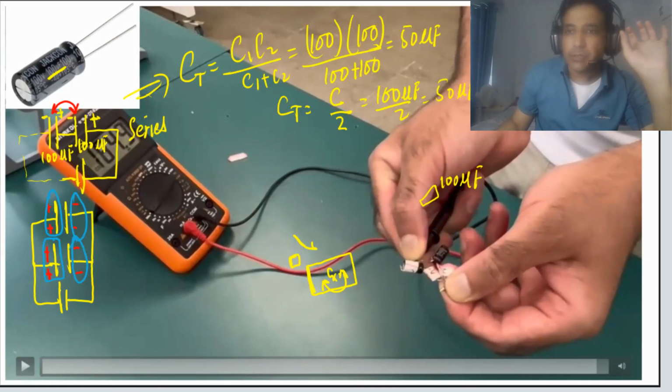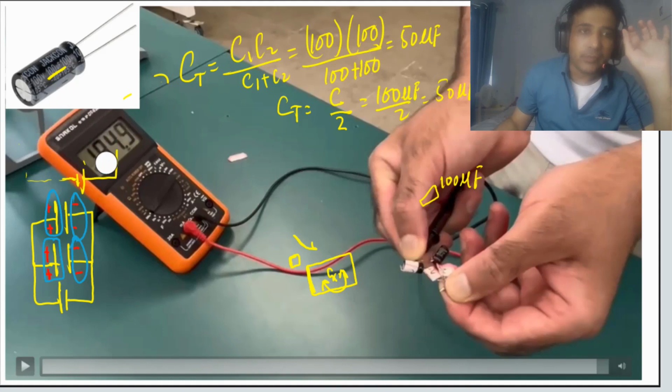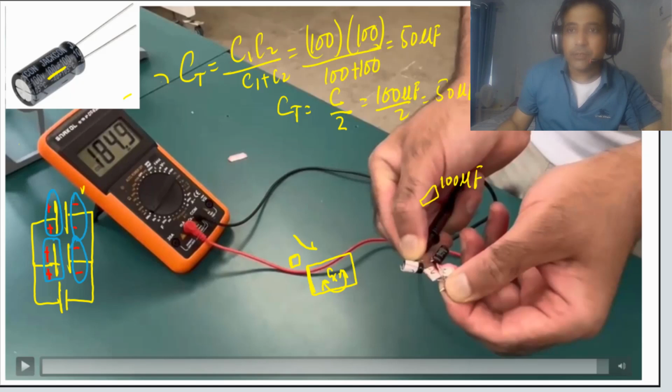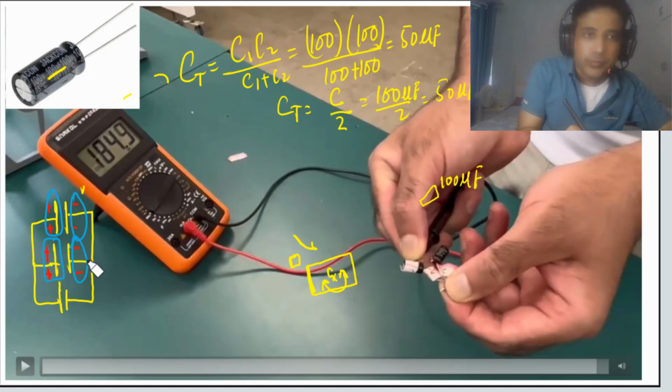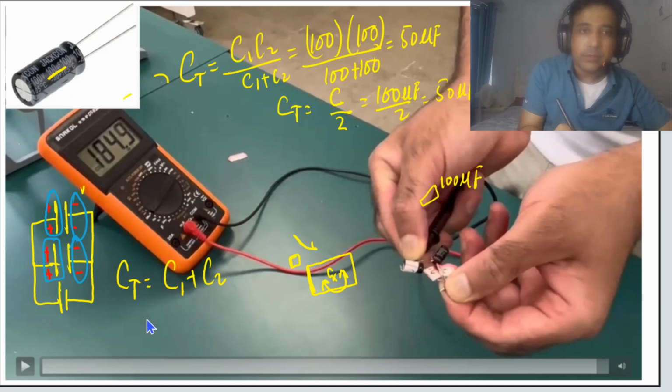So let me clean this one so you can see this part clearly. So I'll be cleaning this part here. So you can see this is 184.9. So this is the capacitance of two capacitors when they're connected in parallel. So if you need to calculate C total when capacitors are connected in parallel, this is simply equal to C1 plus C2. In this case we are using 100 microfarad capacitors, so simply you have to add these two. So this is equal to 200 microfarad.